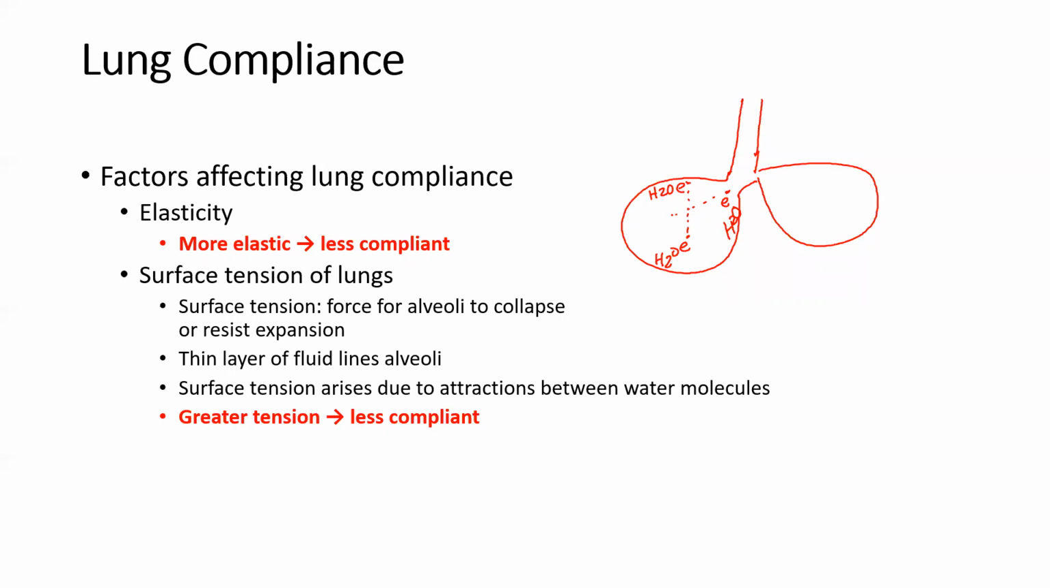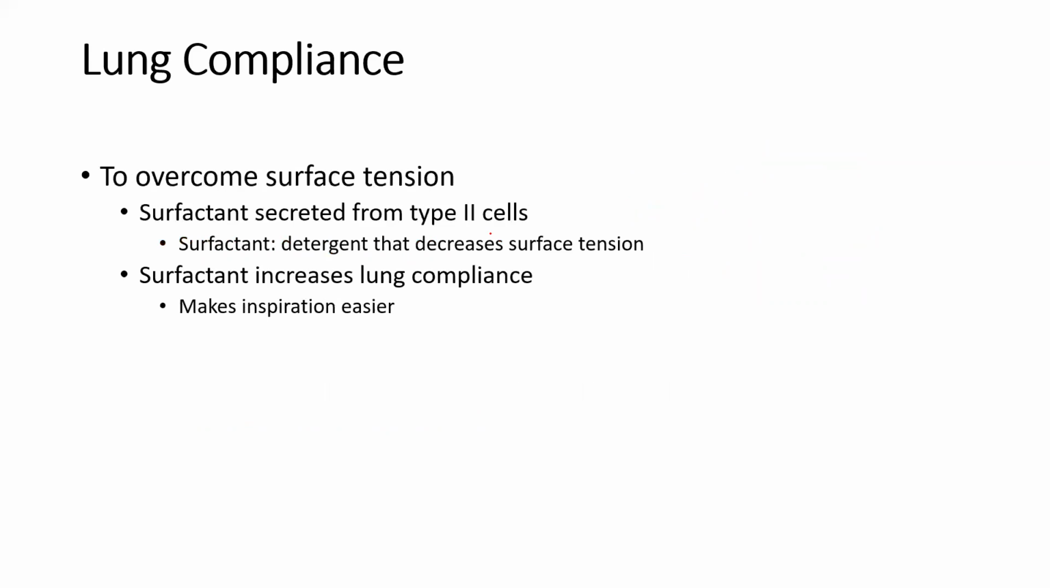That thin layer of fluid that has water, that is made of oxygen, wants to interact with each other, and so it naturally wants to collapse. And so the greater the tension, the less compliant the lungs are going to be, right? And the greater the surface tension existing within the alveoli, the less compliant, right? The harder it's going to be to keep the lung expanded because the alveoli are going to be trying to collapse upon themselves because of this surface tension.